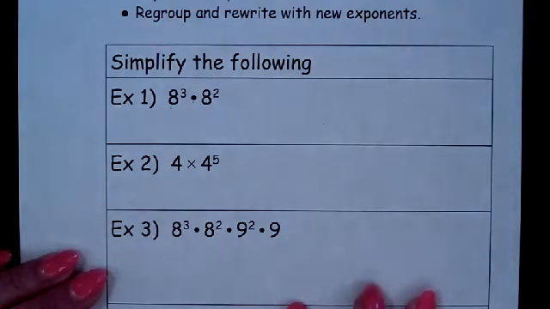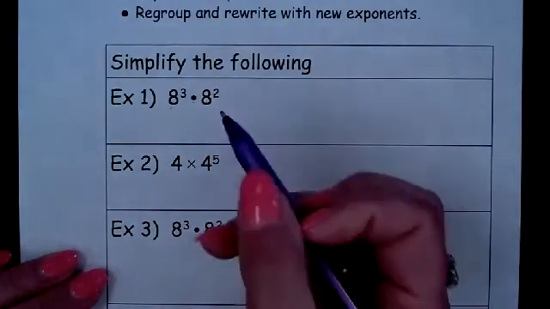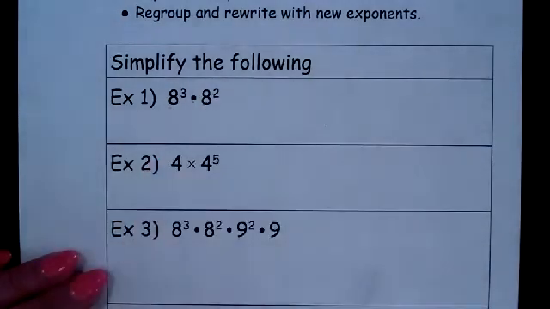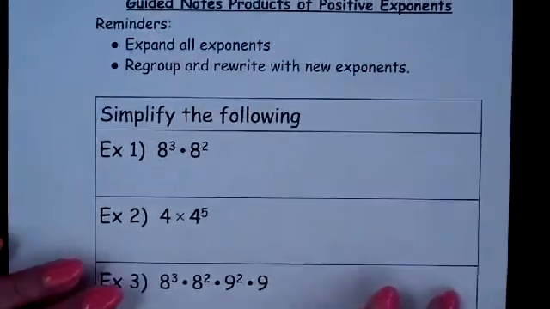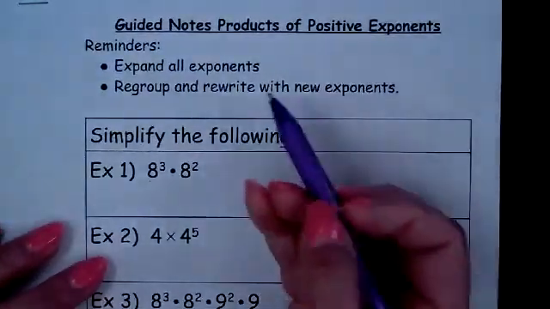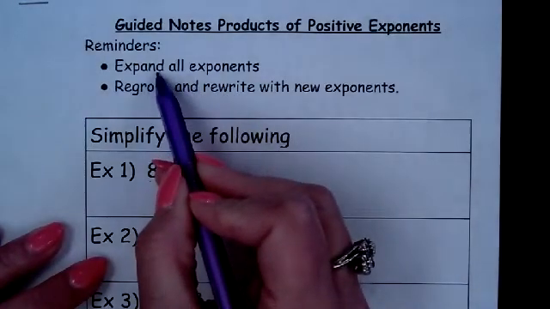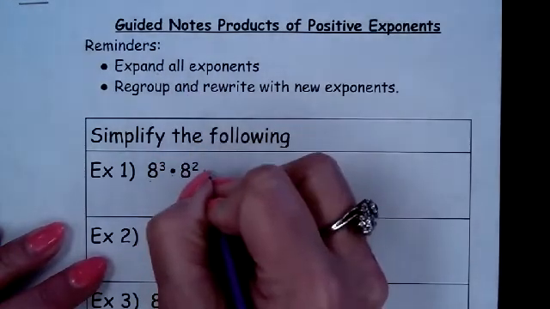What we're going to do is rewrite this so that we combine these 2 8s into one 8 with only one exponent. There are 2 steps to this process. The first step is we're going to expand. Now let me show you what I'm talking about.